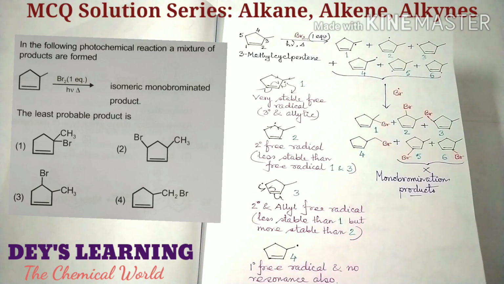Now the question is, in free radical 1, free radical 1 is a very stable one, right? Because this is a 3-degree free radical, and of course the free radical is formed at an allylic position. So there is resonance involving the double bond here, and hyperconjugation of course, because there are 5 alpha hydrogens, and of course the plus I effect of the alkyl groups.